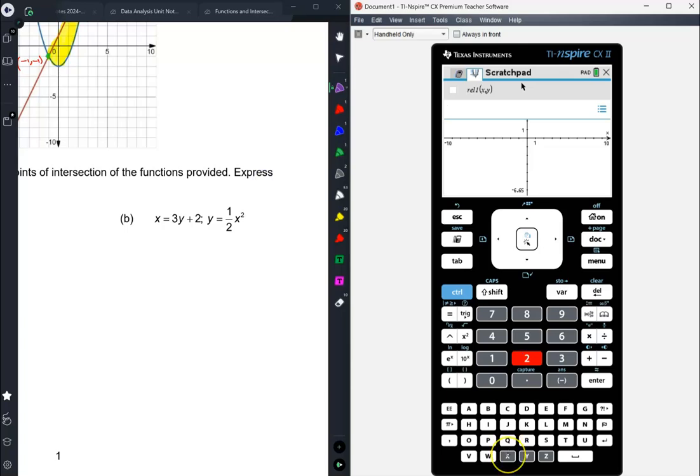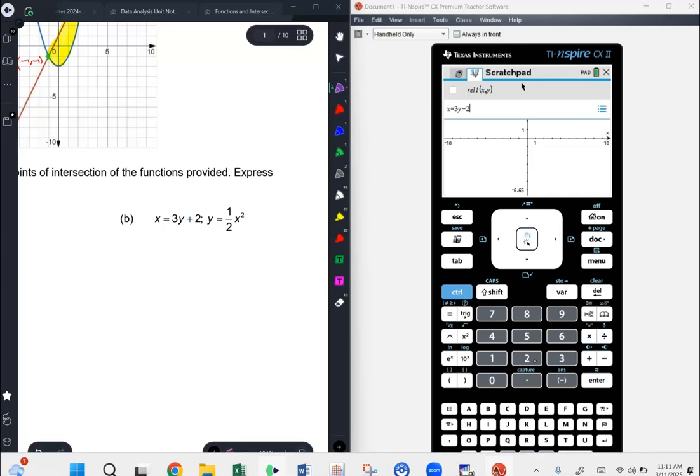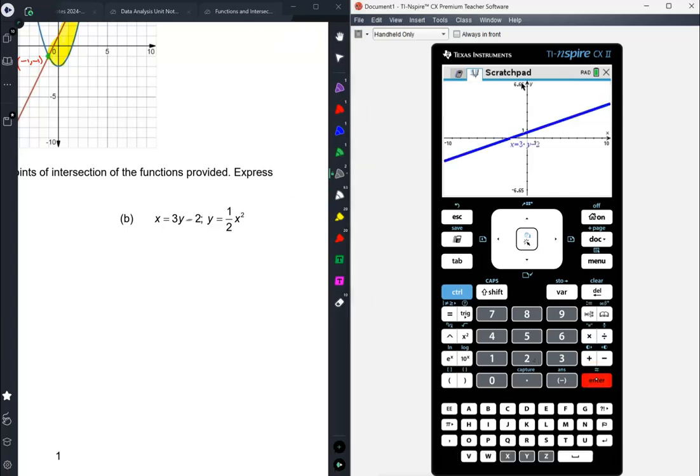So now I can literally type in x equals 3y. But you know what? I'm going to change that. I'm going to make it minus 2, not plus 2. Okay, and then enter. Then I'm going to press tab and enter the other one, y equals half x squared, or I'll make it 0.5 x squared. Once you make it a relation, you have to enter both x and y. So you can see that there is a point of intersection there.